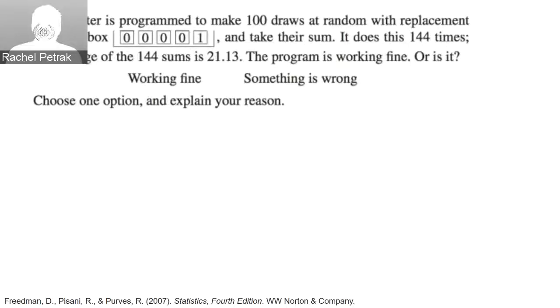Two more. A computer is programmed to make 100 draws at random with replacement from the box 0001 and take their sum. It does this 144 times. The average of the sums is 21.13. The program is working fine, or is it? How do we know if it's working fine or not? What should we do here?